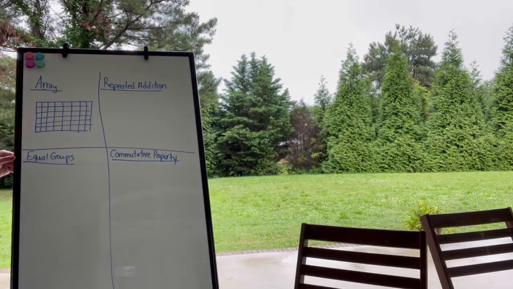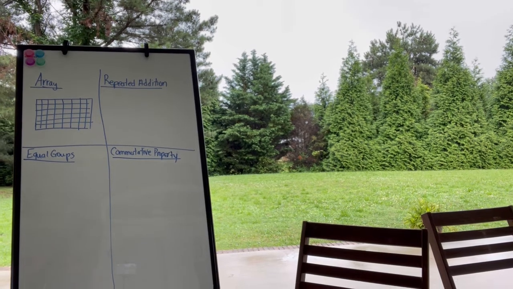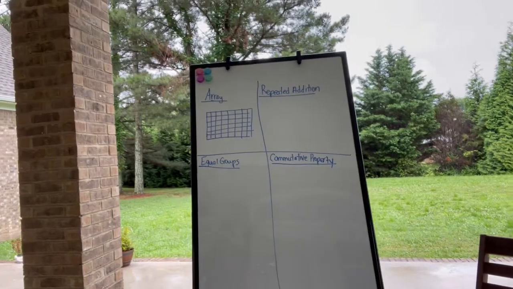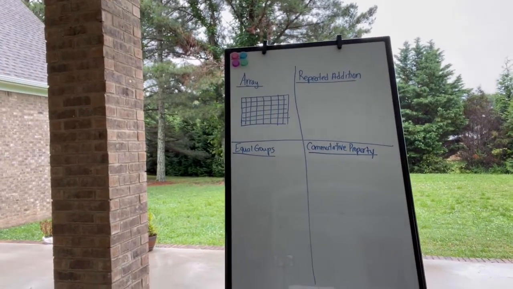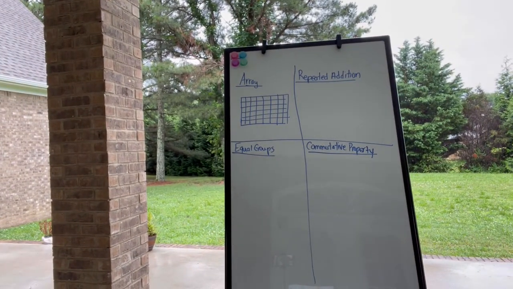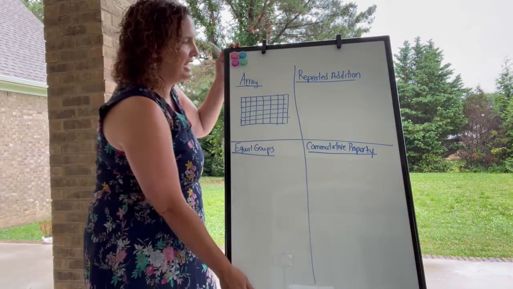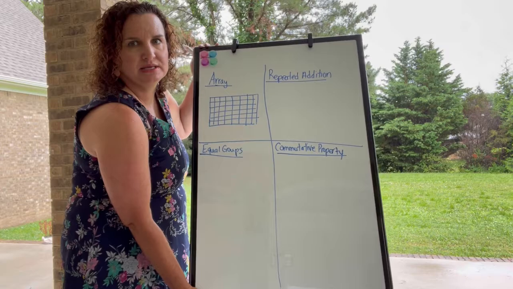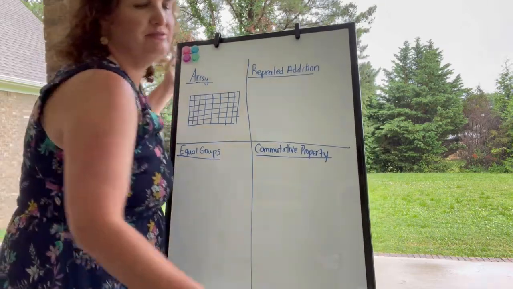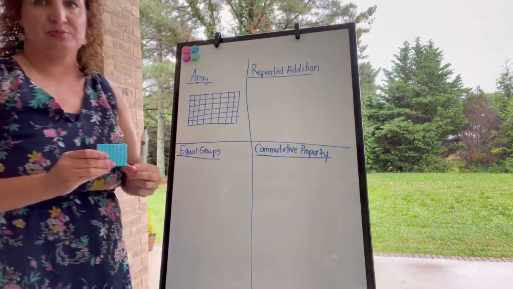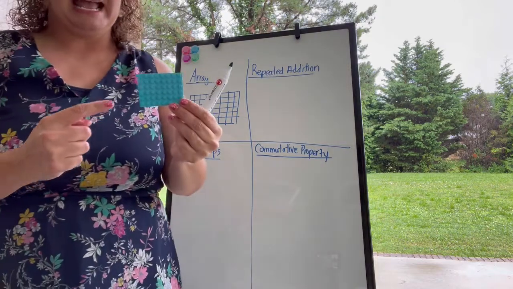All right, so I have my 6 rows of 8 here. And that's how I can represent this model, this Lego, using an array. 6 rows of 8. All right, if I wanted to show this as repeated addition, what could I add here?